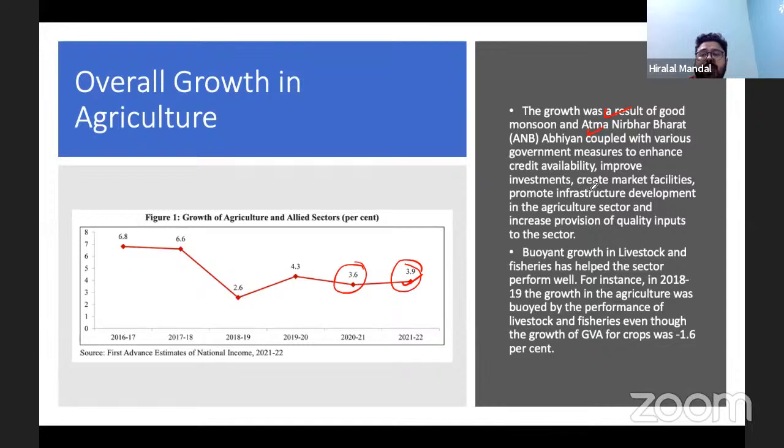under the Atmanirbhar Bharat. Some of the major initiatives announced by the government were enhancing credit availability, improving investment, creating market facilities and promoting infrastructure development in agriculture, which have greatly benefited the sector. At the same time, growth in livestock and fisheries has helped the sector perform well. That is the contribution you can see. The government has also done record food grain procurement last year.